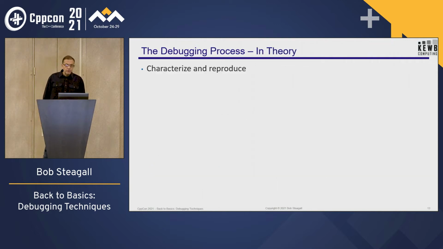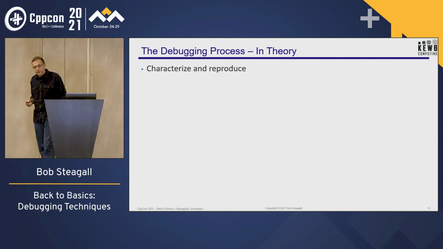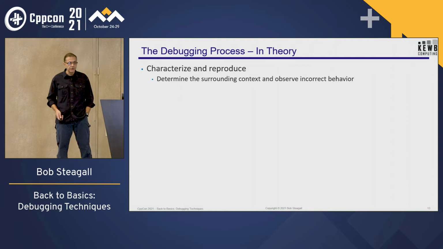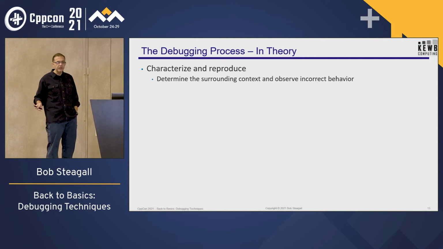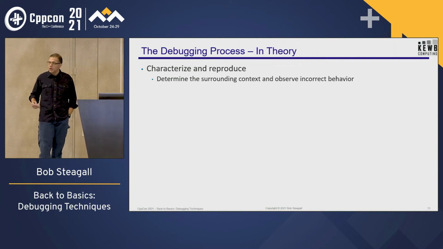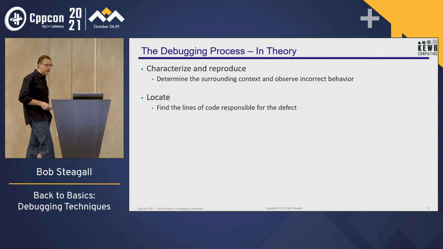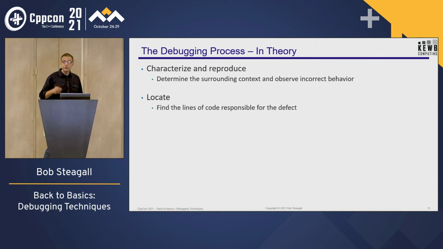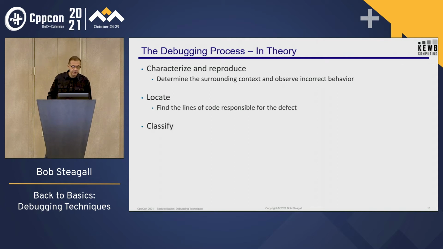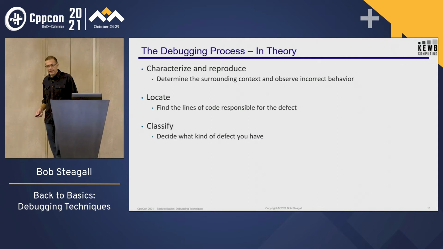So, in theory, the process of debugging is one in which you try to characterize and reproduce the problem. You determine the surrounding context, and you try to observe this allegedly incorrect behavior for yourself. You try to find the lines of code in the product which you think are responsible for that defect. And then you try to classify that defect.